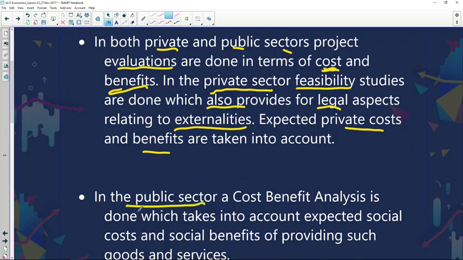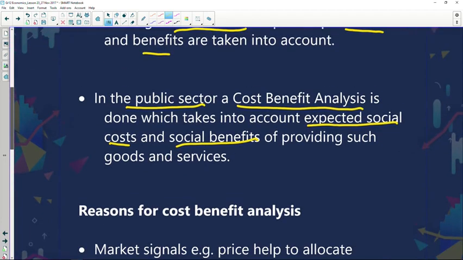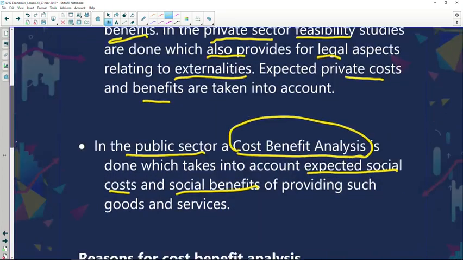So in the public sector, a cost-benefit analysis is done, which takes into account expected social costs and social benefits of providing such goods and services. Okay. So we know that in the public sector, particularly, a cost-benefit analysis gets conducted in order to establish what the social cost and the social benefits would be of providing such a good or service. So we perform what we call a cost-benefit analysis over here.